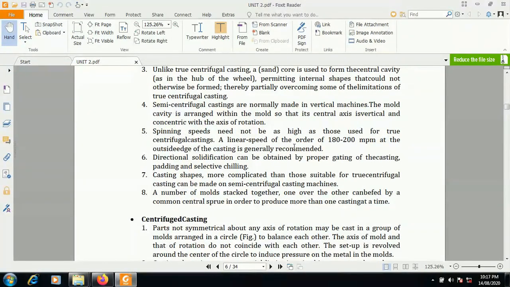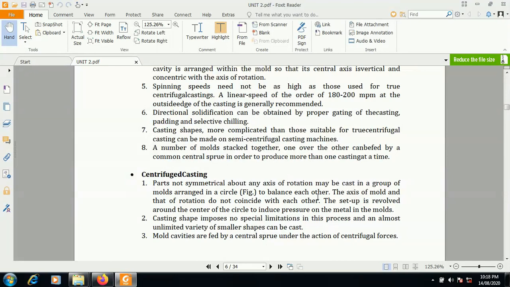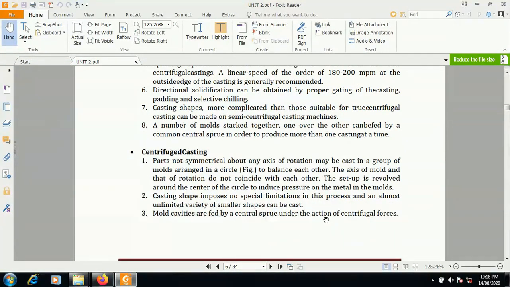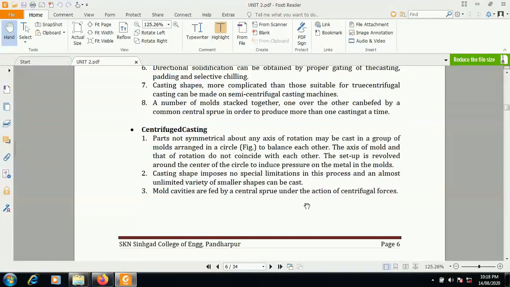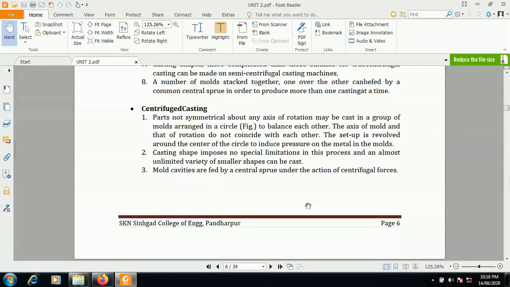Here the complexity of the part is more, and it is not possible to manufacture by true centrifugal or semi-centrifugal casting. Those parts are manufactured by the centrifuge casting process. Here parts are not symmetrical about any axis of rotation. The axis of rotation and the axis of the mold cavity are different and parallel to each other. They do not coincide as in true centrifugal and semi-centrifugal casting. Casting shape imposes no special limitation in this process, and an almost unlimited variety of smaller shapes can be cast.